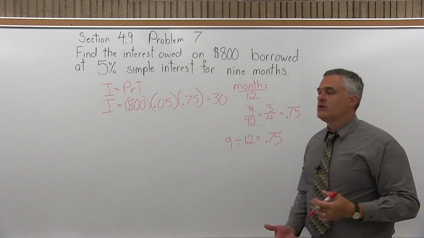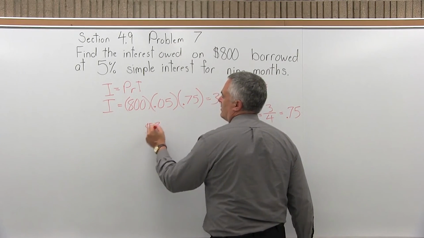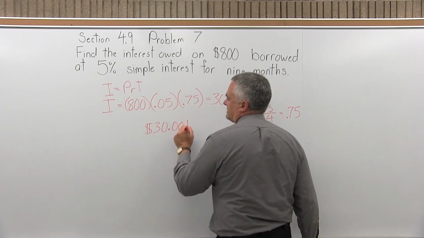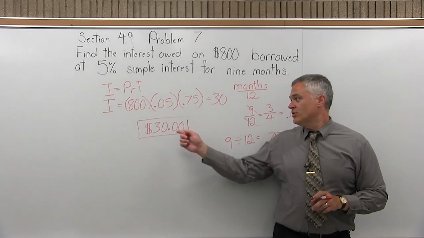Now again, what is that 30? It's the amount of money owed on this loan. So to do a nice job, we will write $30, and there's no cents, so you can write it like that. In 9 months, you'll owe $30 of interest.